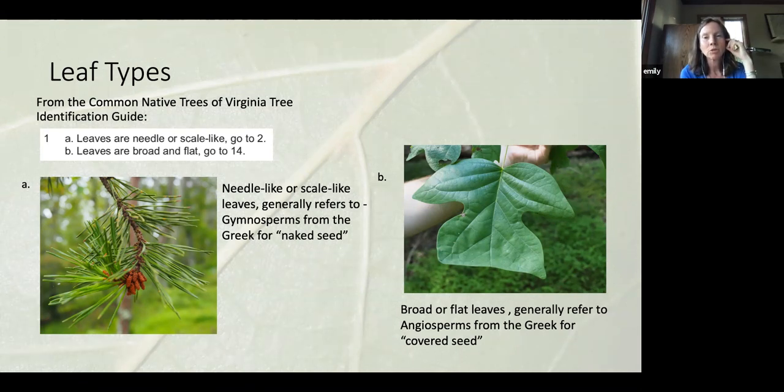And we're talking in most cases about gymnosperms there, which is Greek for naked seed. And those usually are pine cone bearing plants. Ginkgo's in there too, because that's also considered a pine cone bearing. And then the other side of it is B over here with the broadleaf, broader flat leaves, and it's generally referred to as angiosperms, from the Greek for covered seed.